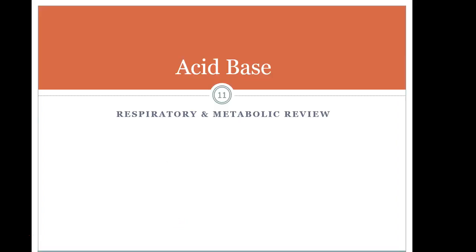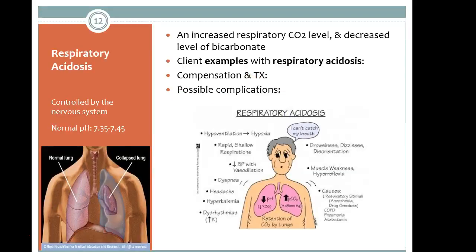Now we're moving on and looking at respiratory and metabolic acid-base imbalances. First of all, respiratory acidosis we're going to take a look at. This is where there's an increased CO2 level and a decreased level of bicarb. Patients who have respiratory acidosis will have rapid, shallow respirations. They will be therefore hypoventilating, which will in turn lead to hypoxia. Their BP will be decreased with vasodilatation. They definitely will be dyspneic or short of breath.